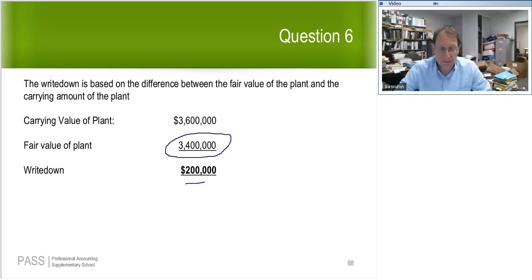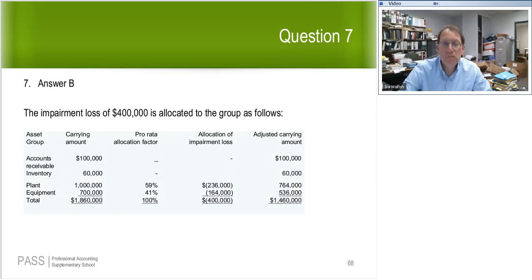Okay, 60,000. Now, what about 8? How do you reflect the equipment? Good. The answer is B. Very good. So, look. I tell you the impairment loss. I'm making your life easy. You don't have to do the first part of the lecture. You don't have to compute the impairment loss. I'm giving it to you, $400,000. You just have to allocate it. Notice also I gave you the group. I didn't have you guys figure out the group. That's very likely. They would give you the group in a question like this.